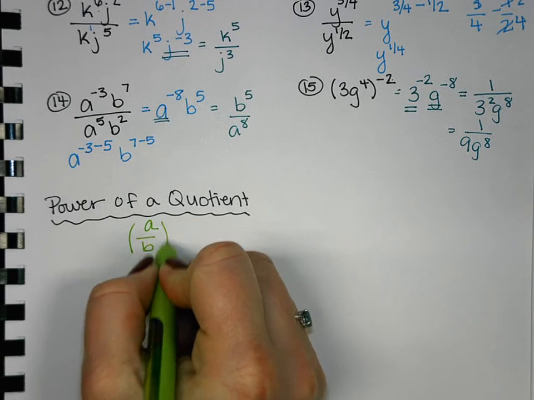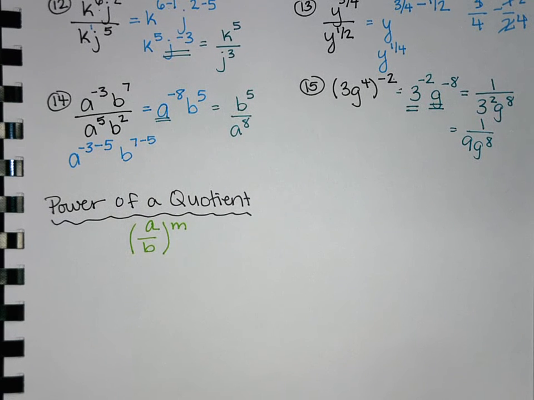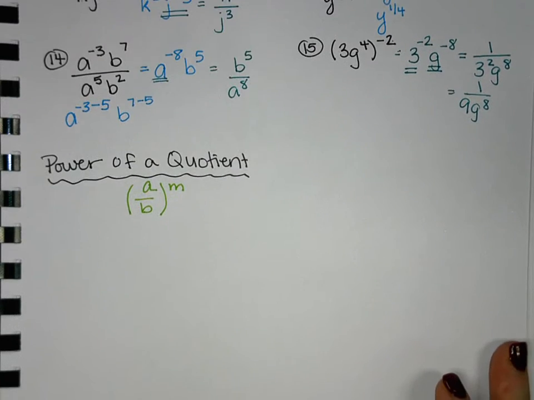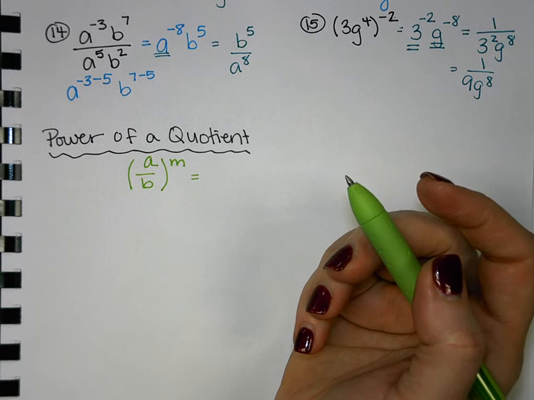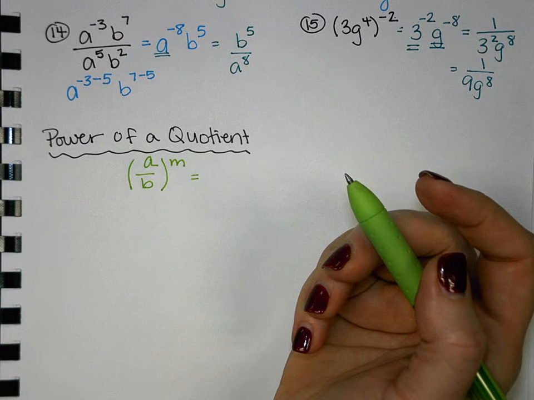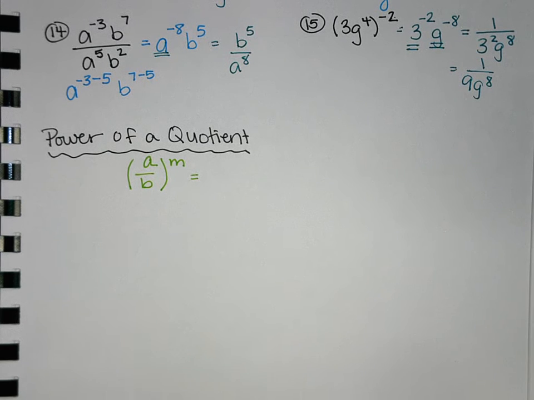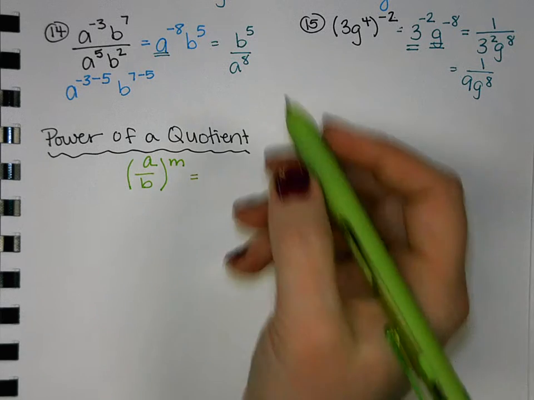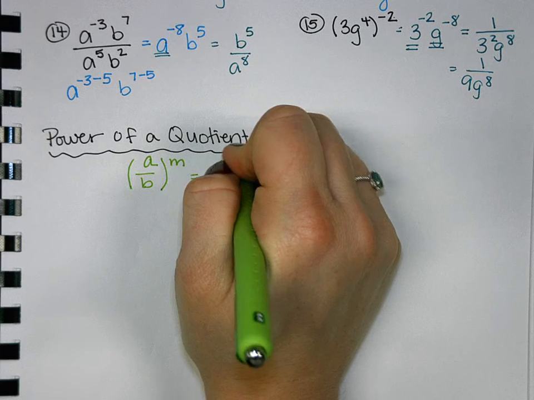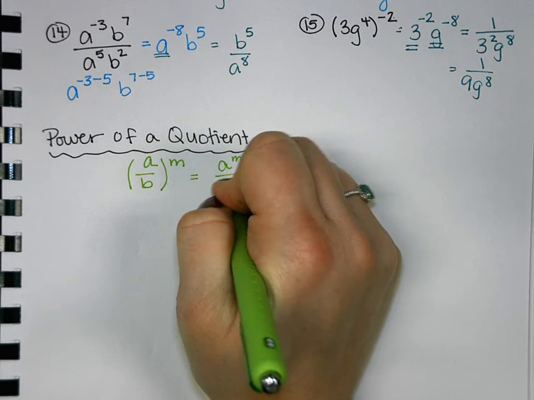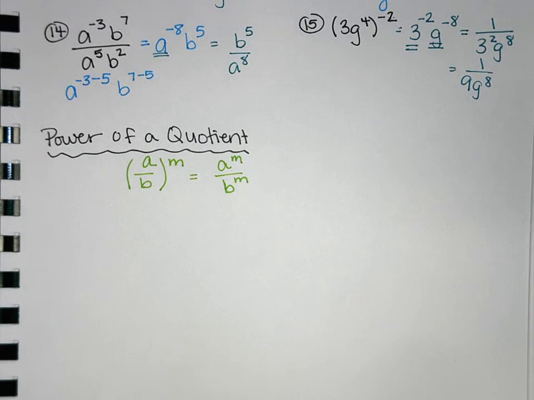So we have a division problem with a power outside, or a fraction with a power on the outside. Anyone think they might know what to do with that? Okay, so we just take that power and we put it to the top and we put it to the bottom. A lot like the product one, except we put it to both parts of the fraction.